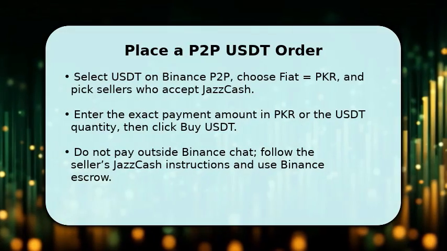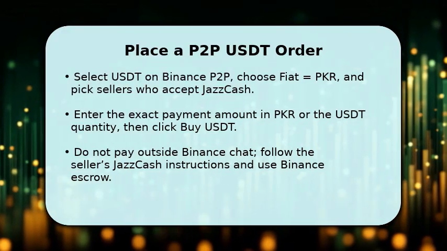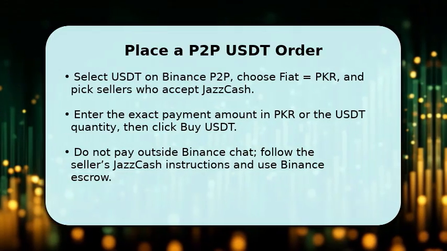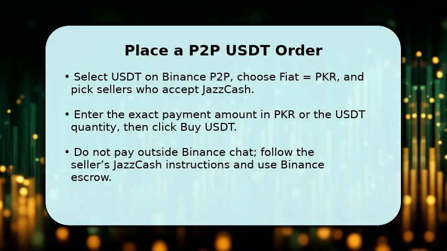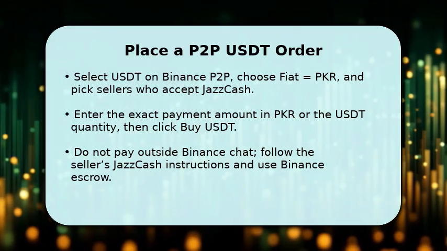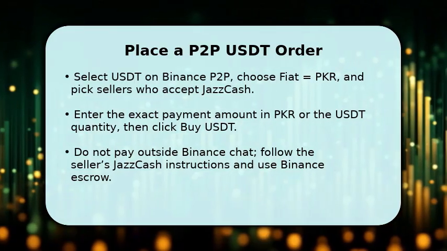To place an order, go to Binance P2P, select Usdt and pick fiat as PKR, then filter payment methods for Jazzcash. Choose a seller with high completion and a favorable price, click Buy Usdt, and enter either the precise PKR amount you will pay or the Usdt quantity you want. The platform will calculate the counterpart amount.